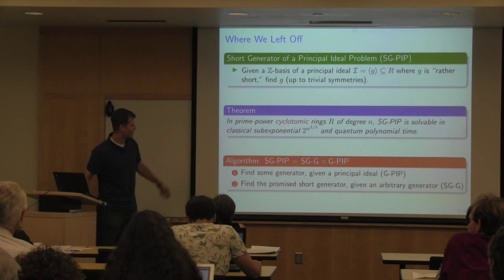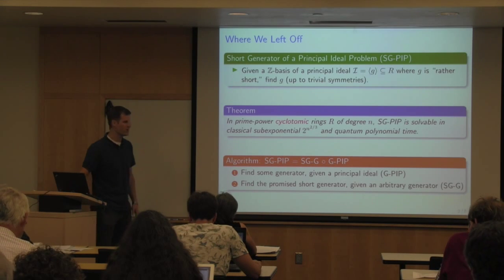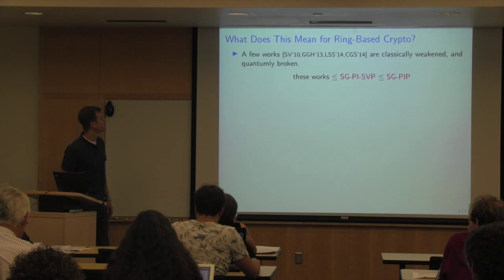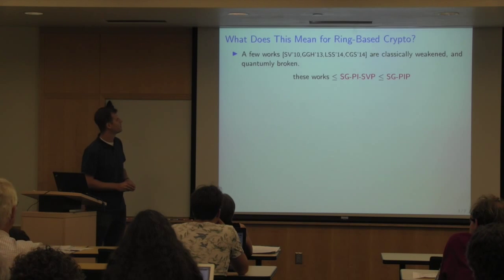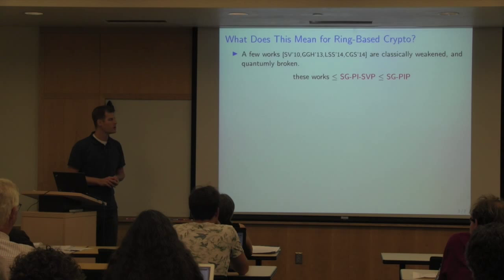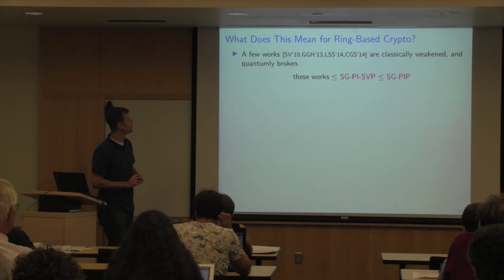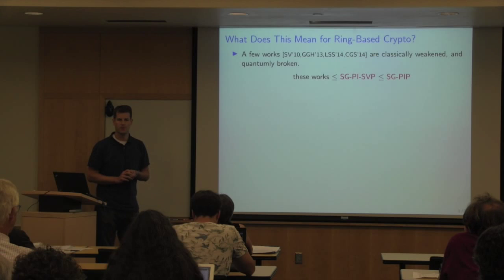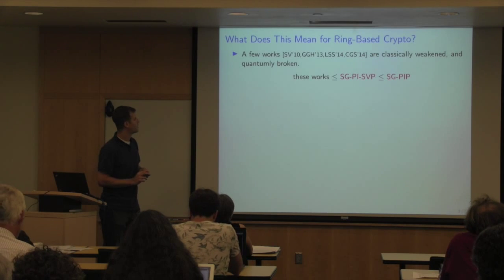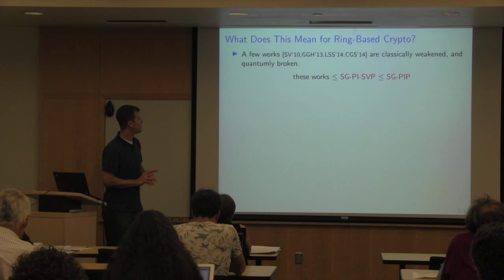So this is just recapping Leo's talk and what the pieces of the puzzle were. All right, so just to give a bit more context, and Leo already talked about this a little bit, some context for what this means for crypto based on rings and ideal lattices and things like that. As you already mentioned, a few of these initial works will be classically weakened and quantumly broken by this attack. These works on multilinear maps, for example, and one of the simplifications of fully homomorphic encryption.